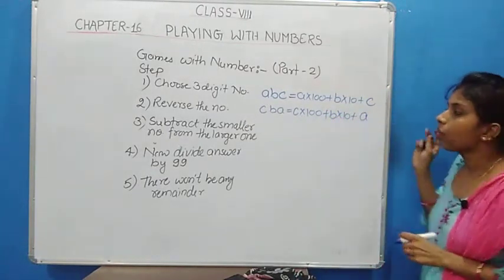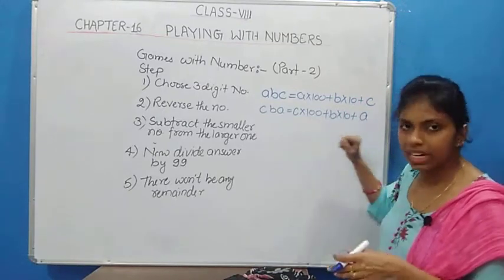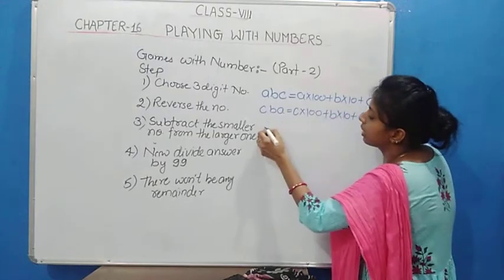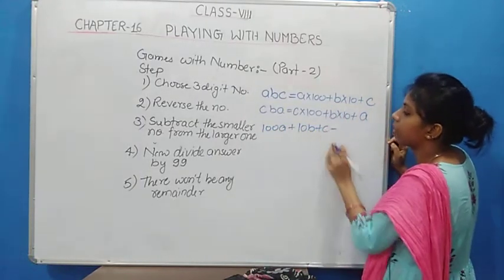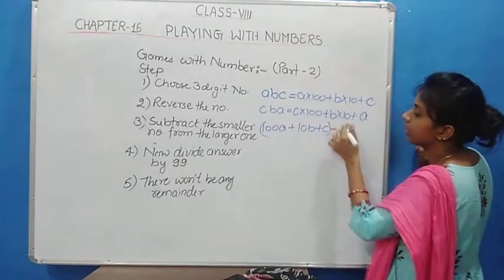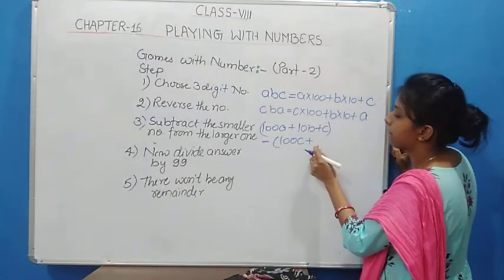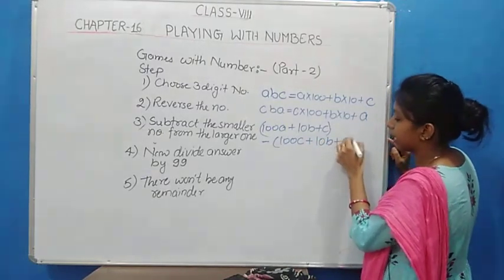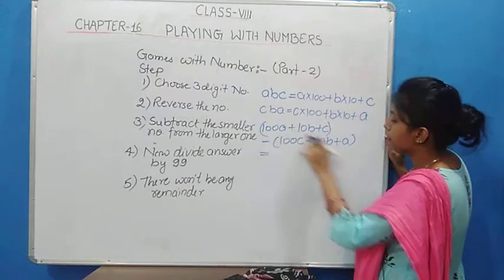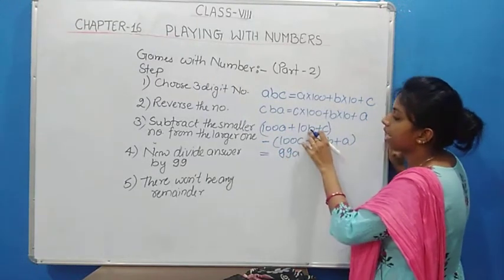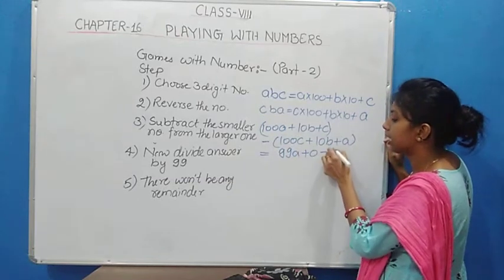Now it says we have to do subtraction. Here we don't know which one is larger and which is smaller, so let's just subtract. We write 100A plus 10B plus C, minus 100C plus 10B plus A. What do we get after subtracting? 100A minus A is 99A, 10B minus 10B is 0, and C minus 100C is minus 99C.